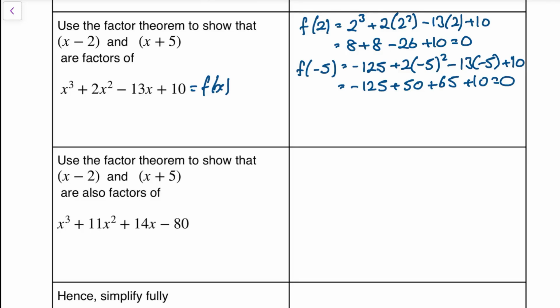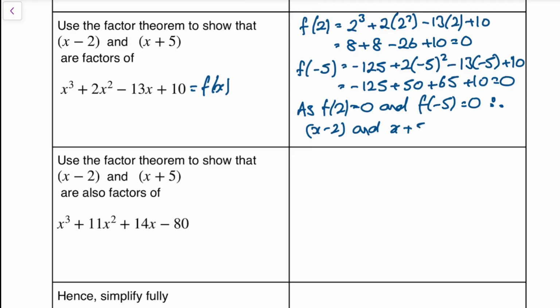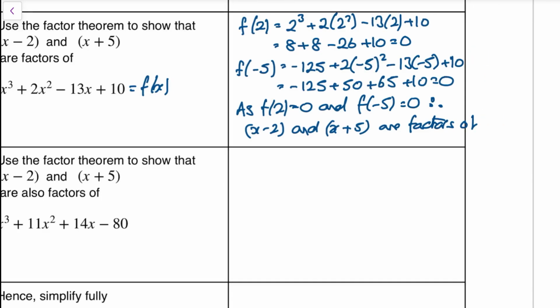Then I need the sentence, because so far all I've done is some maths. I haven't actually explained what I'm doing. So now I'm going to say as f of 2 equals 0 and f of minus 5 equals 0, therefore x minus 2 and x plus 5 are factors of f of x. Why? By the factor theorem.